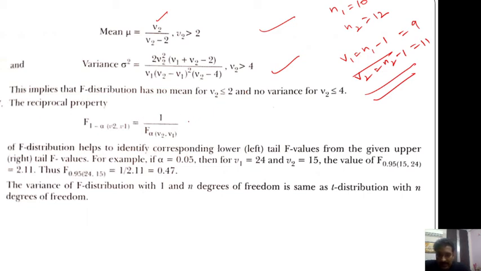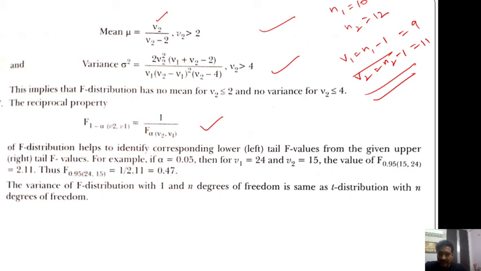And the reciprocal property is again a very important property. It is very much used in statistics, and in research work also. So F(1 minus alpha; v2, v1) equals 1 upon F(alpha; v1, v2). The reciprocal property of F distribution helps to identify the corresponding lower left tail F value from the given upper right tail F values. For example, if alpha is 0.05 and v1, v2 are these, the value for 0.95 would be 2.11. Thus this equals 1 upon 2.11, which equals 0.47.